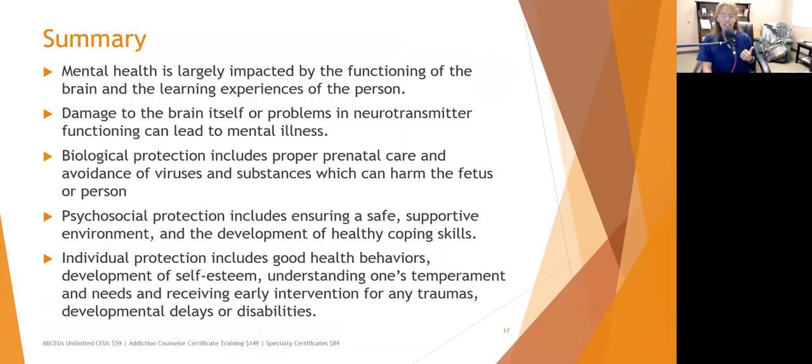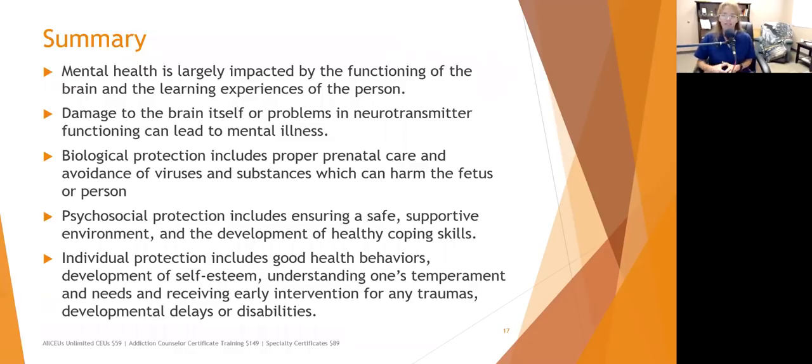Individual protection includes good health behaviors, development of self-esteem, and this is an ongoing process. Even as adults, we should be working on ensuring that we're developing our self-esteem and we feel good about ourselves. Understanding one's temperament and needs, and receiving early intervention for any traumas, developmental delays, or disabilities.